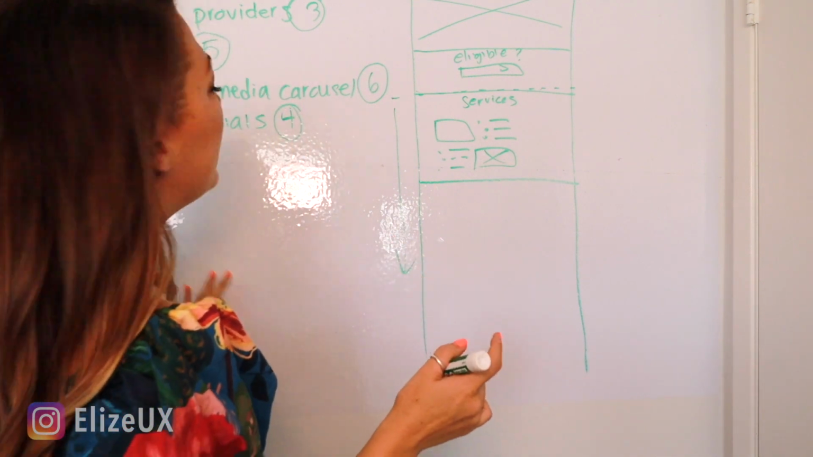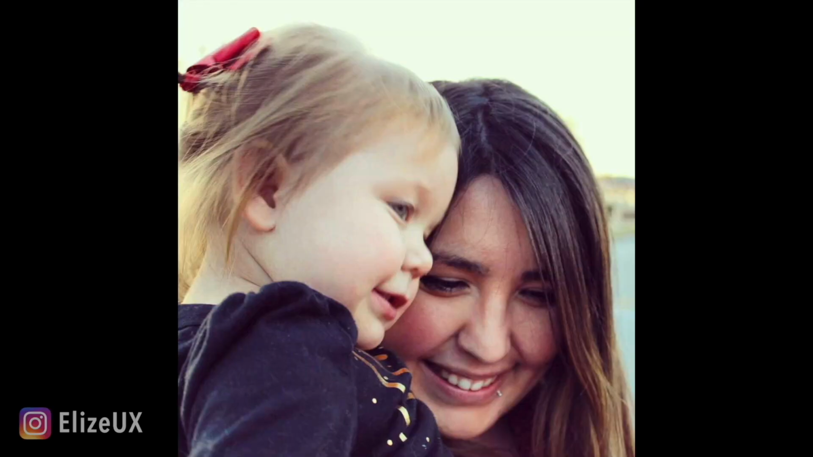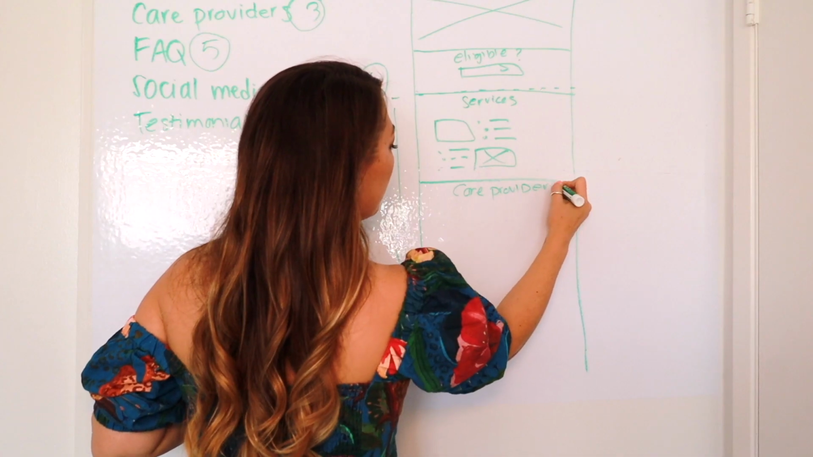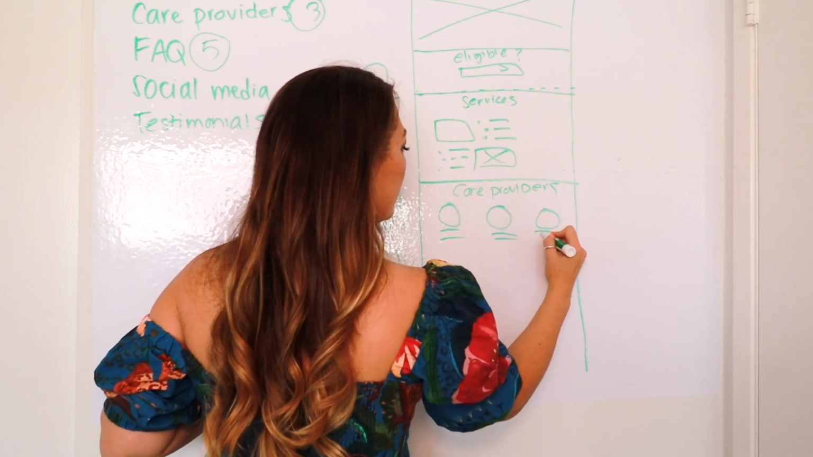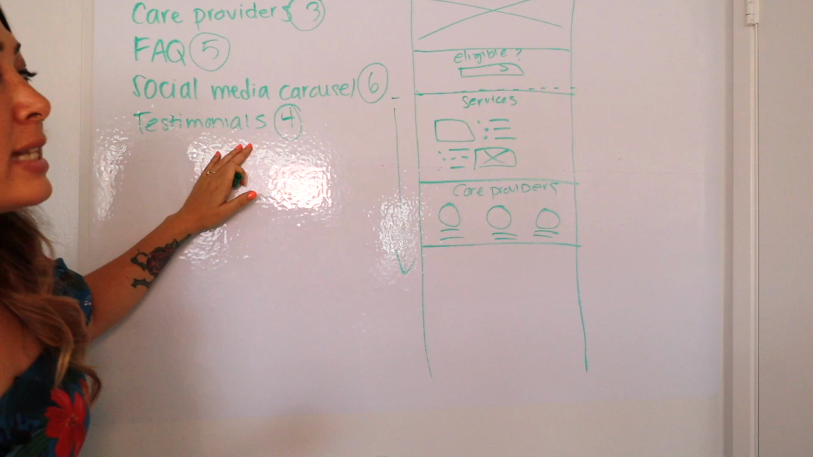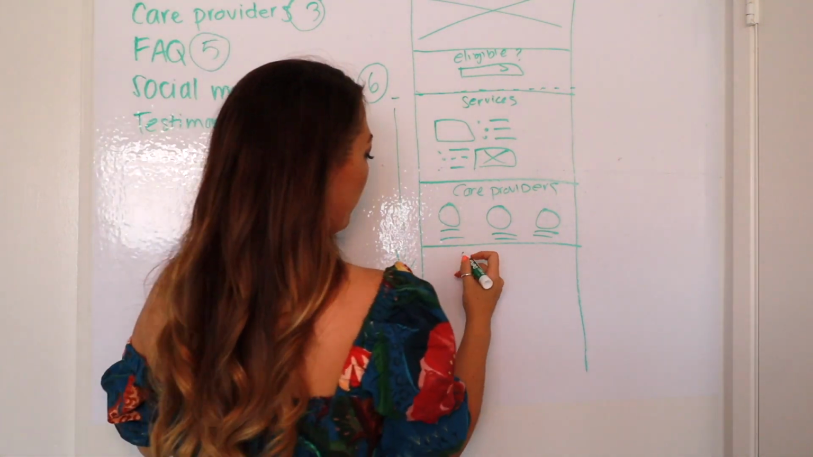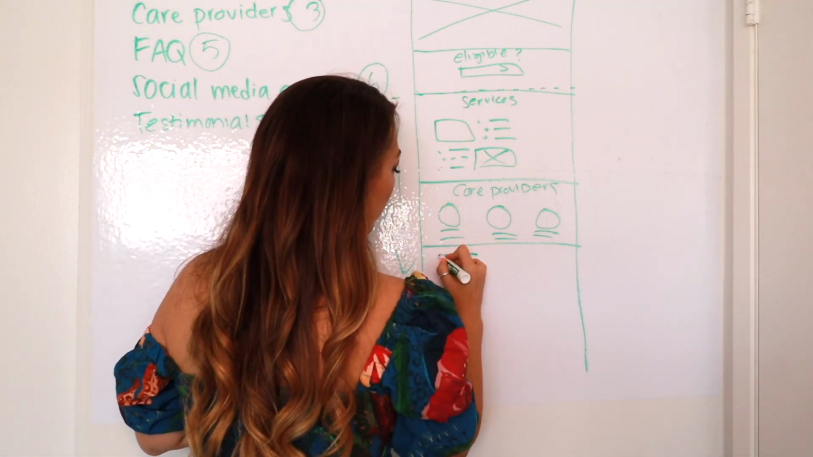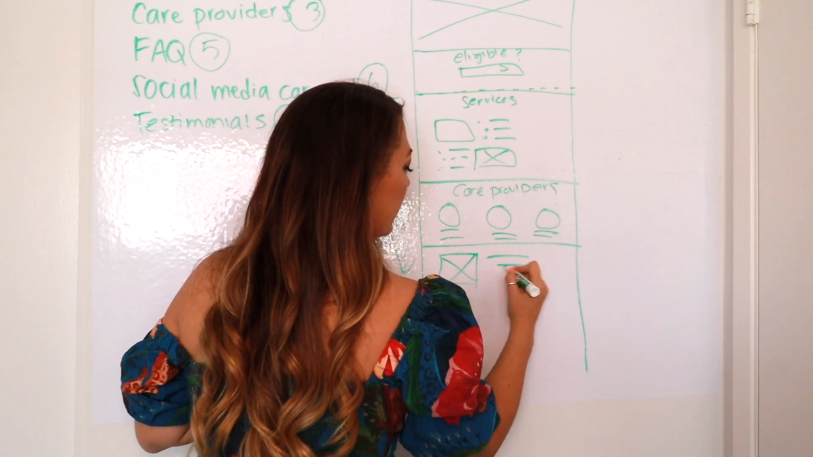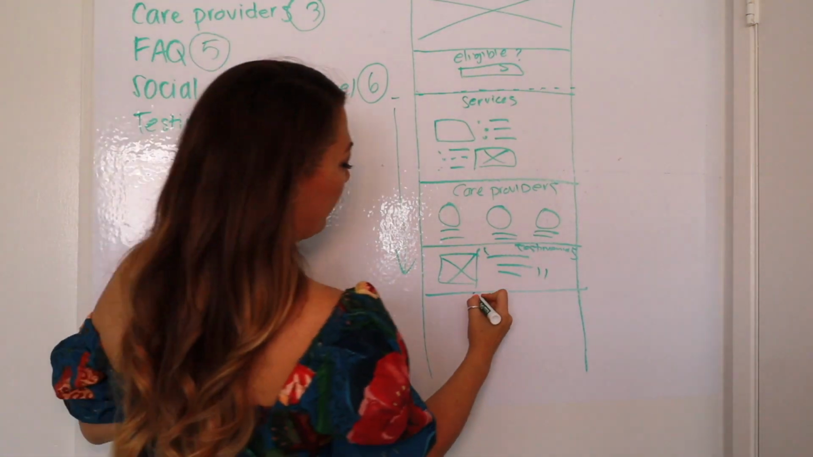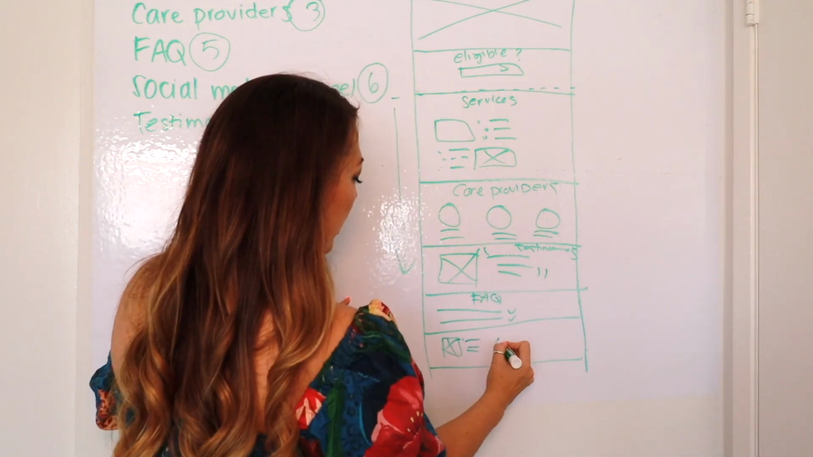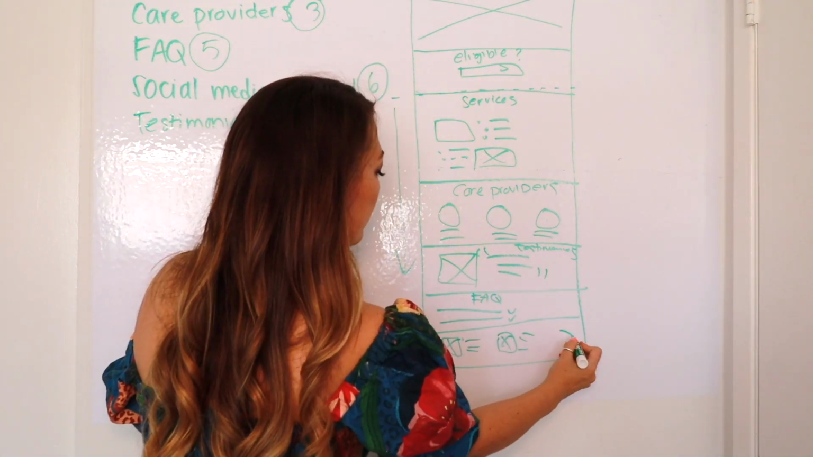Number 3 is care providers. Seeing like, hey, care providers we work with. And from here, we could have like the images of the care providers, maybe a little bit of information about them. Next is testimonials. So from here, maybe there is like an image of someone, a little bit of information there. We got a quote. From there, we'll go into FAQs. And then lastly is going to be the social media carousel.